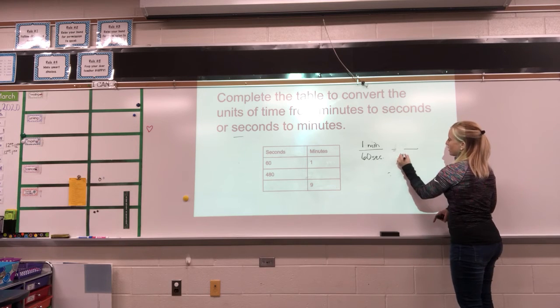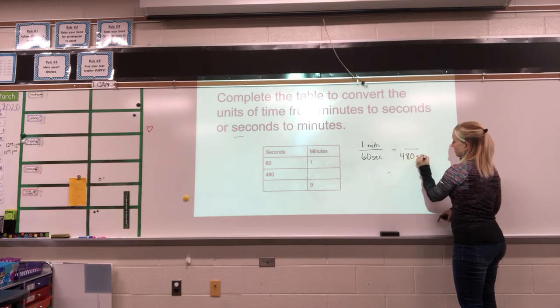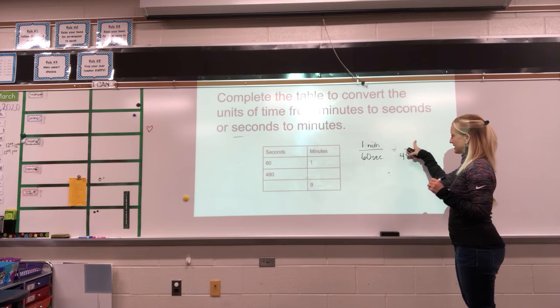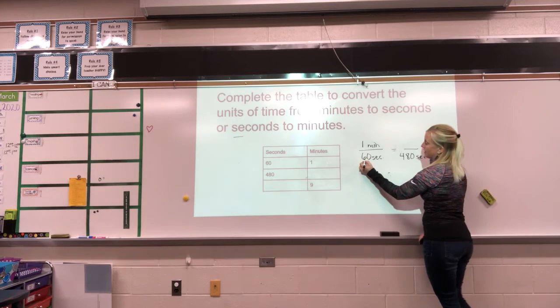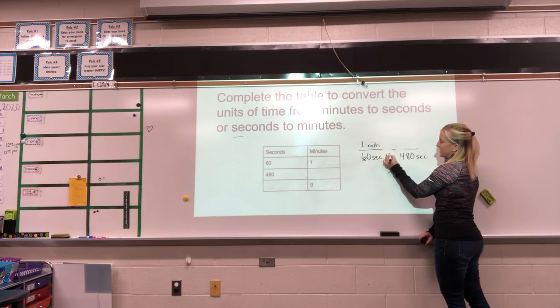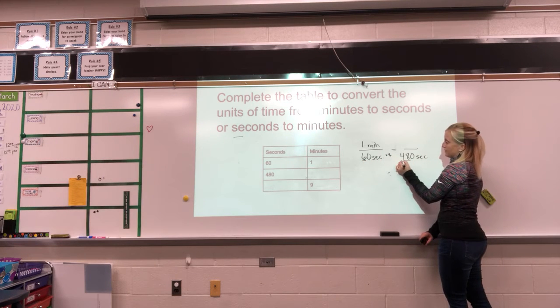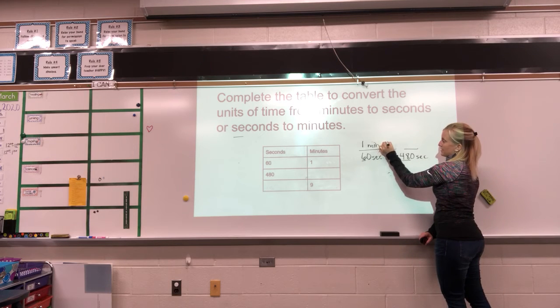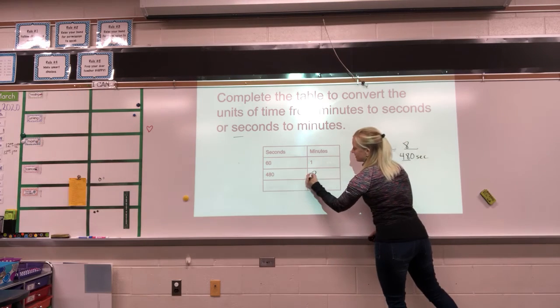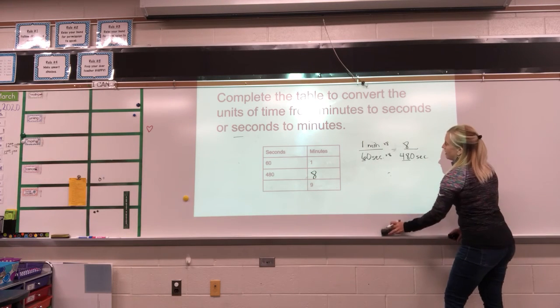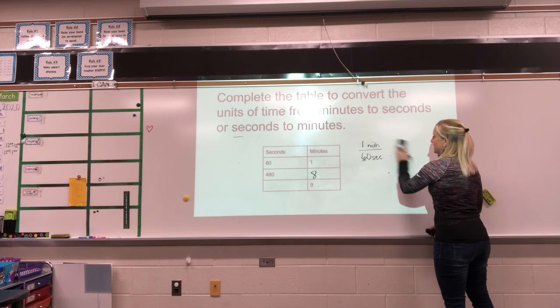So if I have 480 seconds, I want to know how many minutes that's going to be. Well, I have to look. How did I make this equivalent? Well, 6 times 8 is 48. So 60 times 8 is 480. So that means I have to times 8 on the top, and that's going to give me 8 minutes. And then, same thing again.